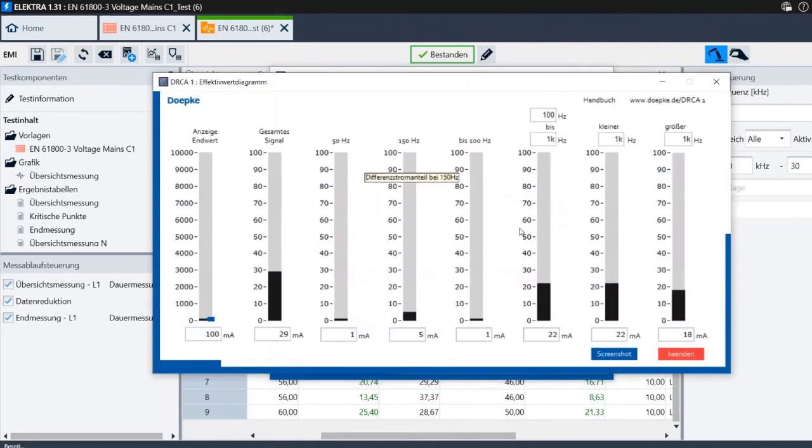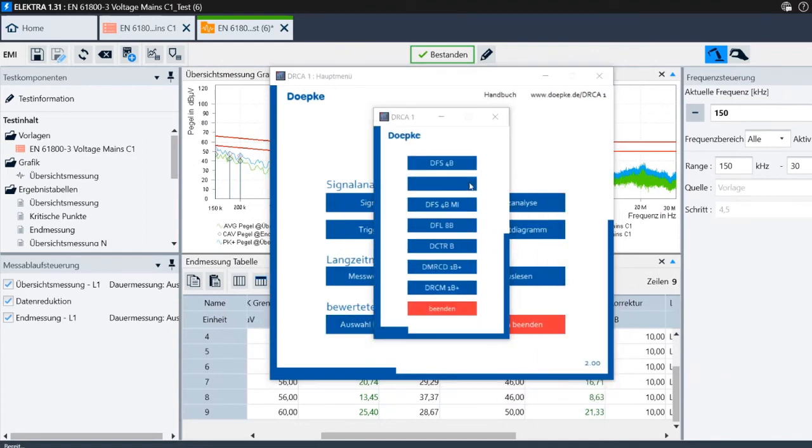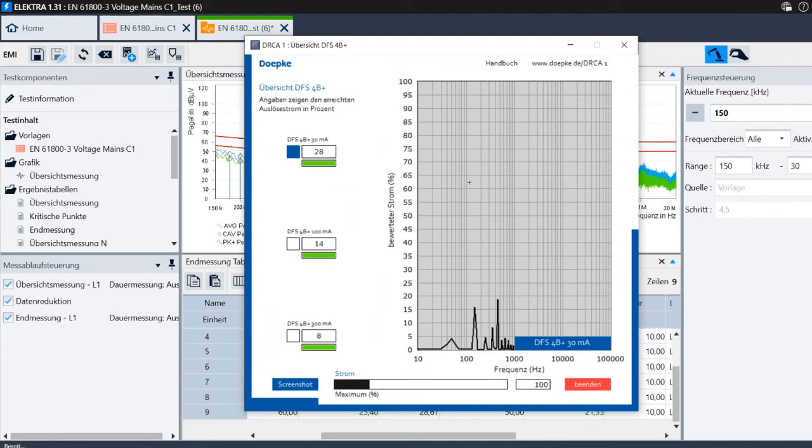And looking at the effective diagram, it's still the same as before. So we are still below the limit, and for higher frequencies, we are at around 20 milliamp as we were before, and stays the same, not really depending on the different cable length. Also, the type percentages are still below the limits, 28%, 14%, and 8%.